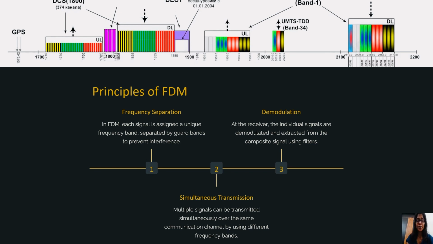In frequency separation, each signal is assigned a unique frequency band, separated by guard bands to prevent interference. In simultaneous transmission, multiple signals can be transmitted simultaneously over the same communication channel by using different frequency bands. And next, demodulation. In that, at the receiver the individual signals are demodulated and extracted from the composite signal using filters.